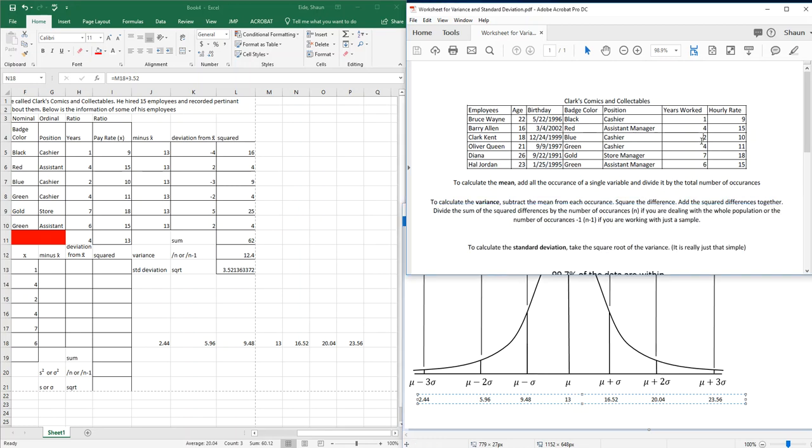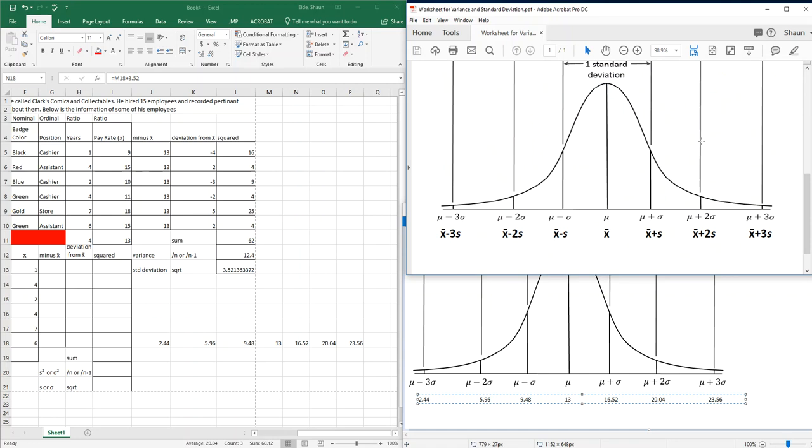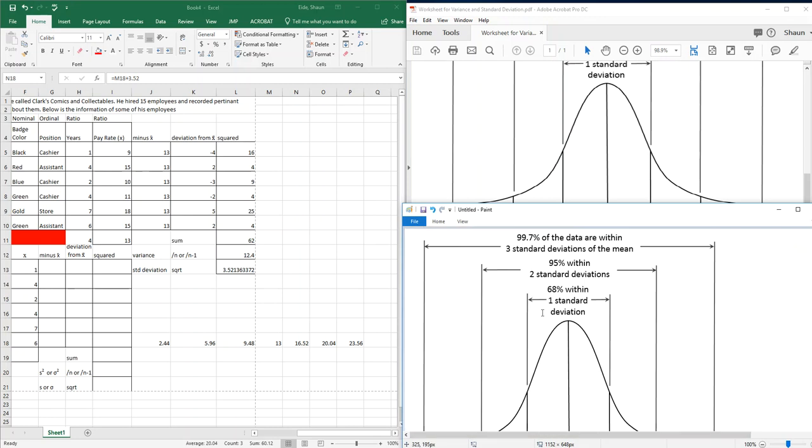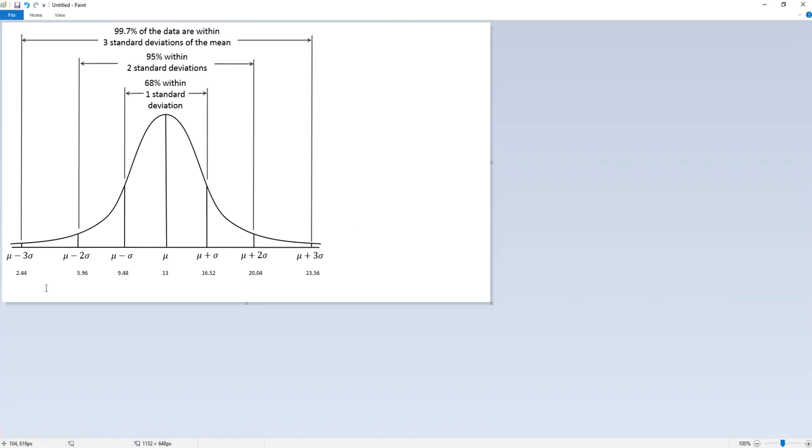Now, something else that's really important is on your worksheet that I gave you, you'll notice that we've got the population formulas to put the standard deviations on the normal distribution. And then we also have the sample formulas to put the standard deviations on the normal distributions. So right here we have put the sample standard deviations onto the normal distribution.